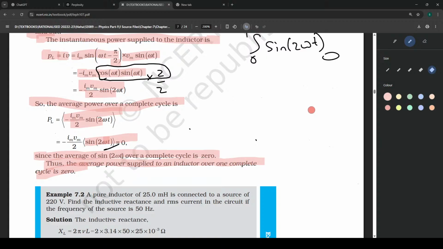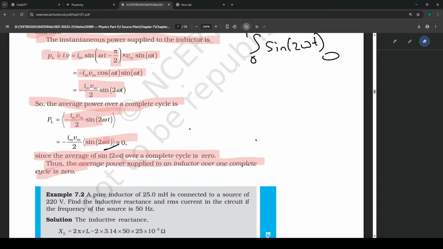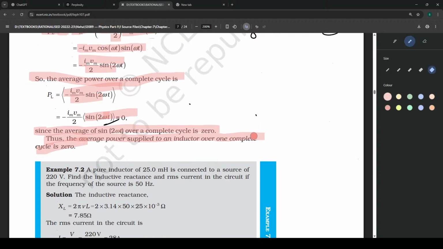And this is purely considering that the inductor does not have resistance, or it's a purely inductive circuit, meaning it does not have much resistance. It's basically negligible resistance. Only then will the power consumed be 0.